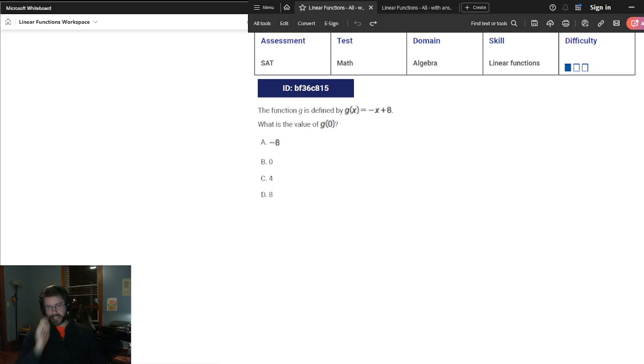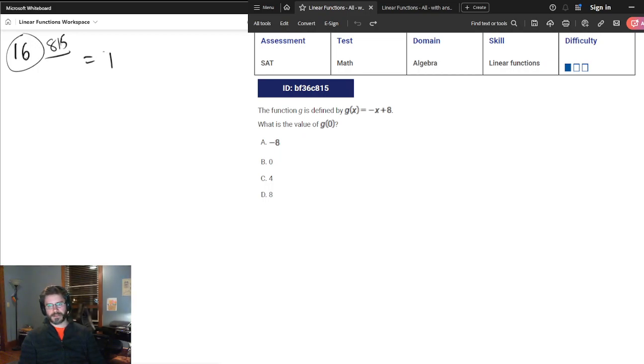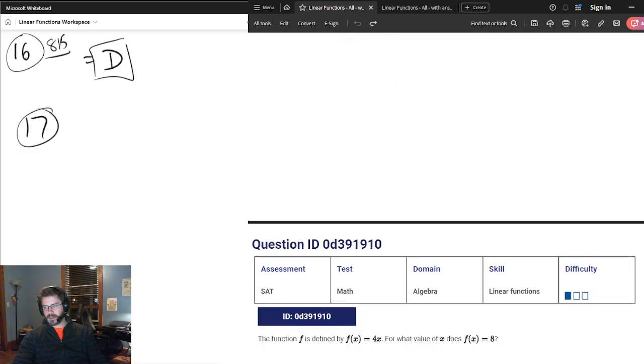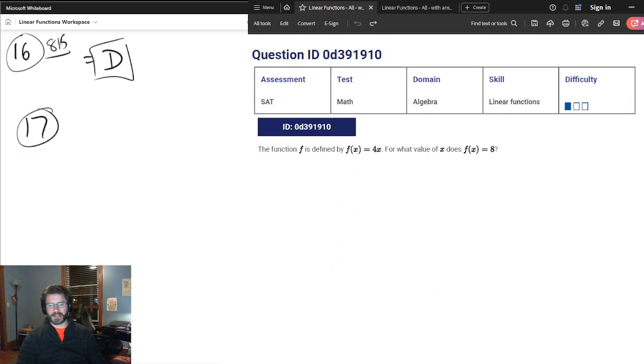This is the 16th question in the question bank. If you go do them in order, ending code is 815. That's how I'm referencing these. We've got a linear function. These are all going to be linear functions. G of x equals negative x plus 8, and they ask for g of 0. We can just recognize that to be the y-intercept. So that should be D. Don't overthink it. Or you could just plug in 0 for x and see that indeed it does pop out an 8.